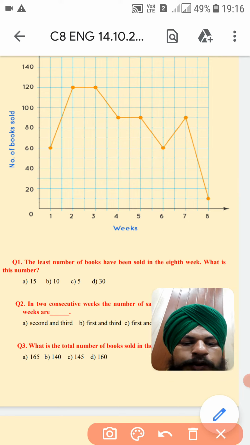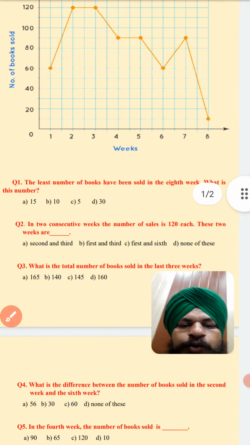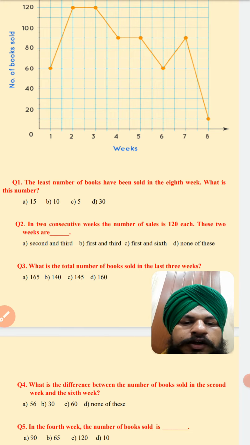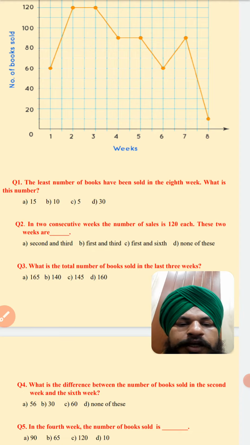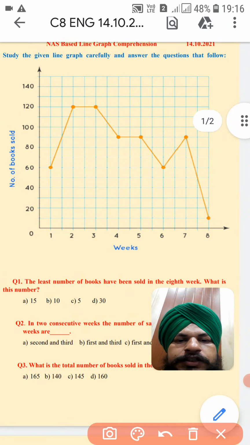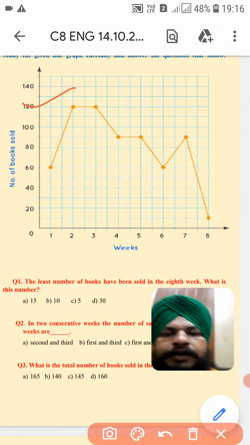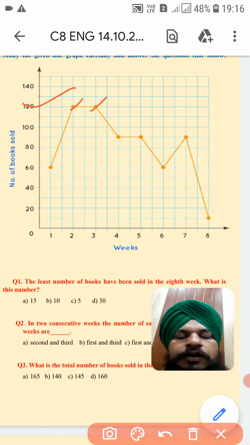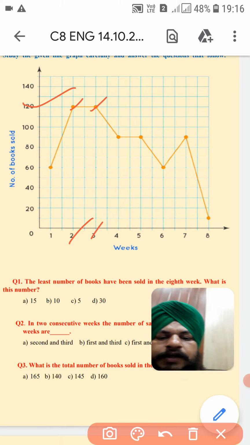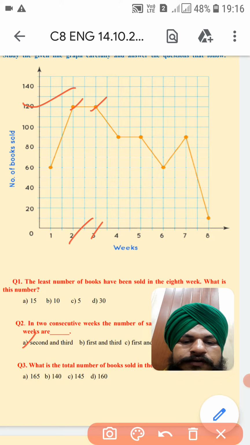So question number 2, in 2 consecutive weeks the number of sales is 120 each. These 2 weeks are... Let us see here. This is 120, and in this week and in this week 120 books are sold. So these are the weeks of second and third. Second and third, A option is the correct answer.